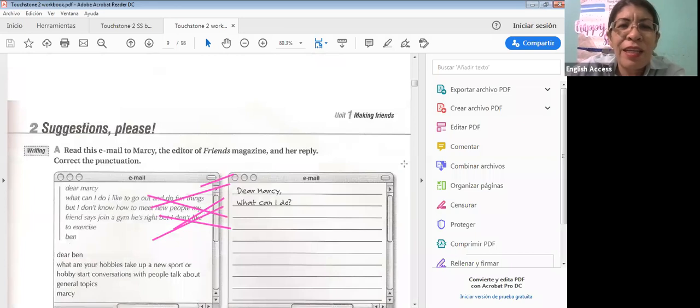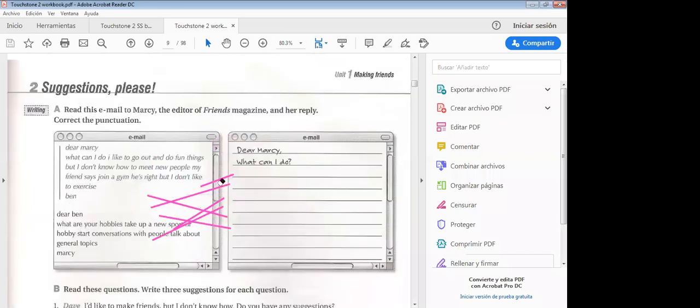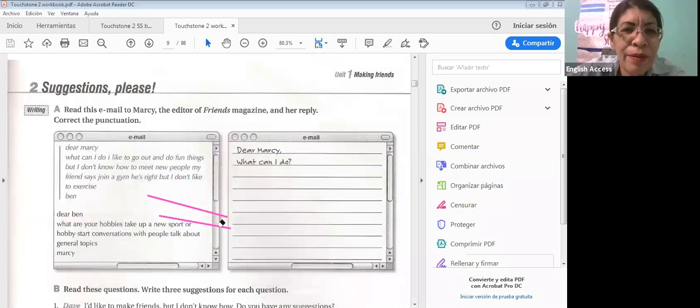Okay, here is about punctuation. You're going to correct the punctuation in this letter. Okay, it says read this email to Marcy, the editor of Friends Magazine, and her reply. Correct the punctuation. Here we need to use capital letters, question marks, commas, periods, etc. For example, dear Marcy, we need capital M. What can I do? Okay, we need capital W and a question mark. What can I do?